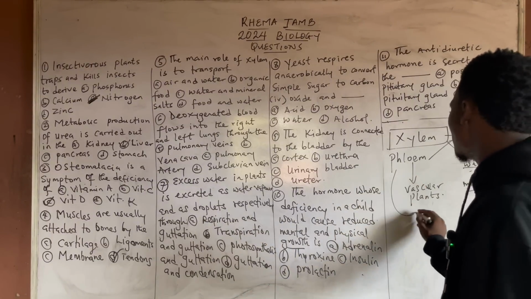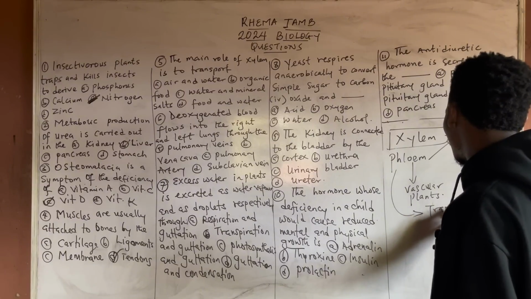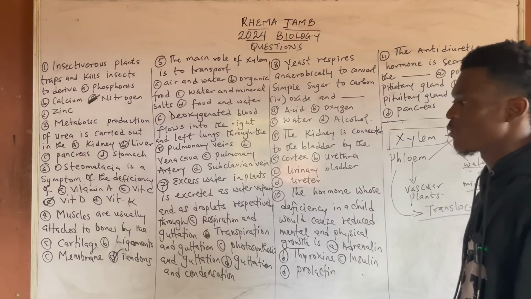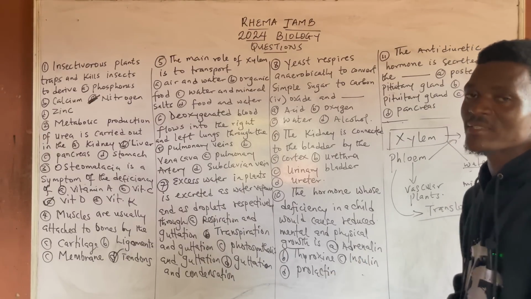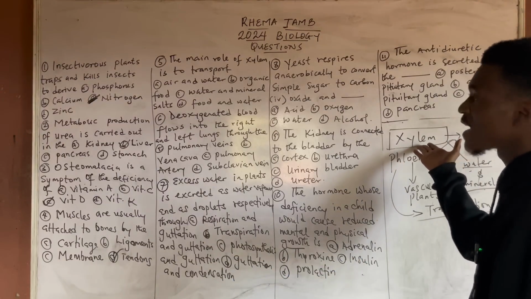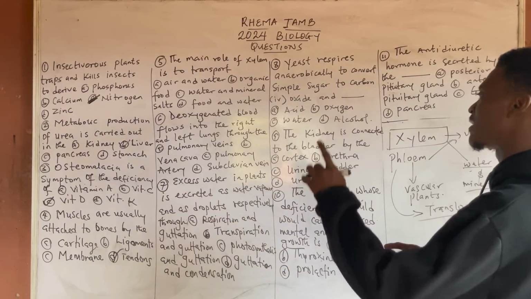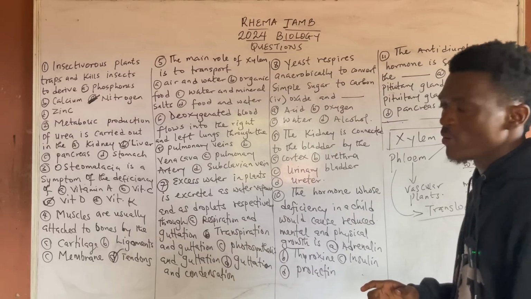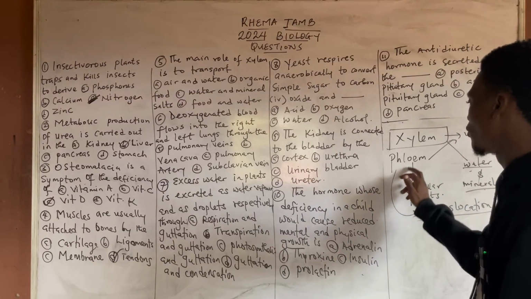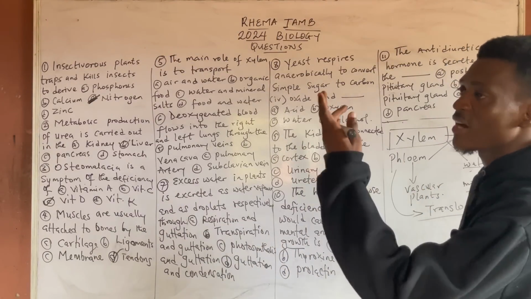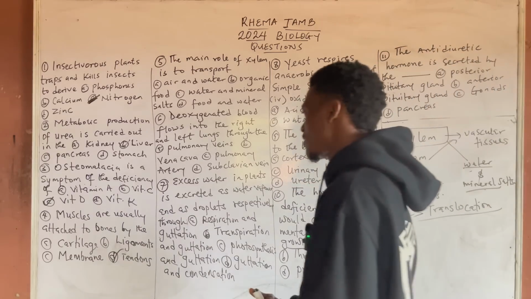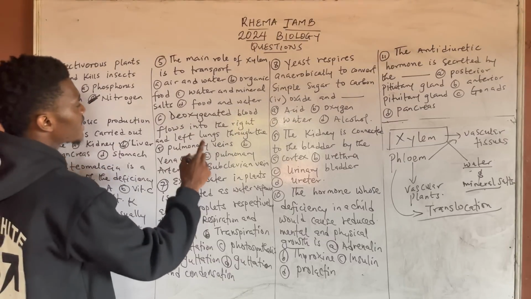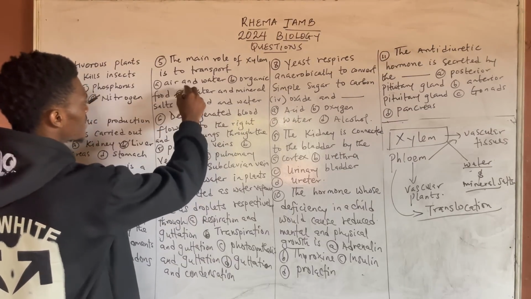While the phloem carries out what is called translocation. And what is translocation? The transportation of already manufactured food from the leaves to other parts of a plant. The direction xylem takes is unidirectional, from the roots. The water and the mineral salts are transported upwards. While that of the phloem is bidirectional, meaning it travels both upwards and downwards. So the correct answer to question 5 is water and mineral salt, which is option C.